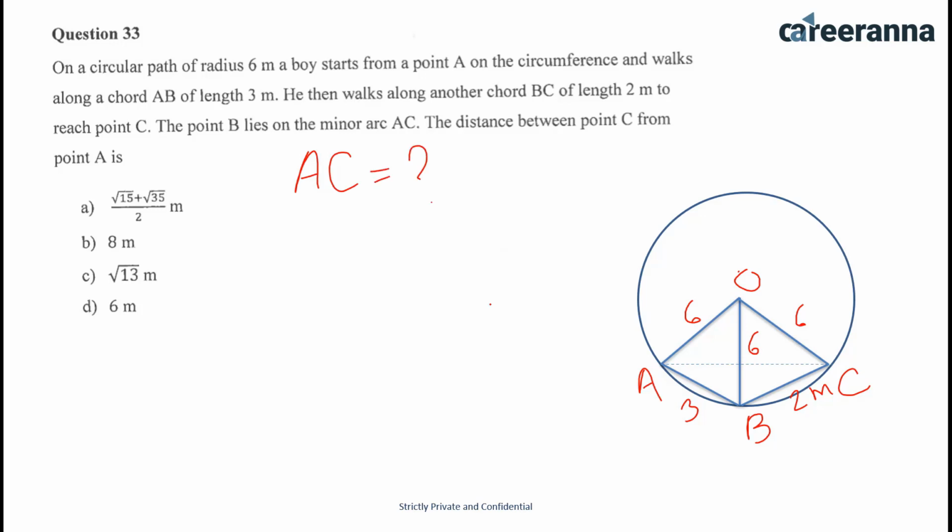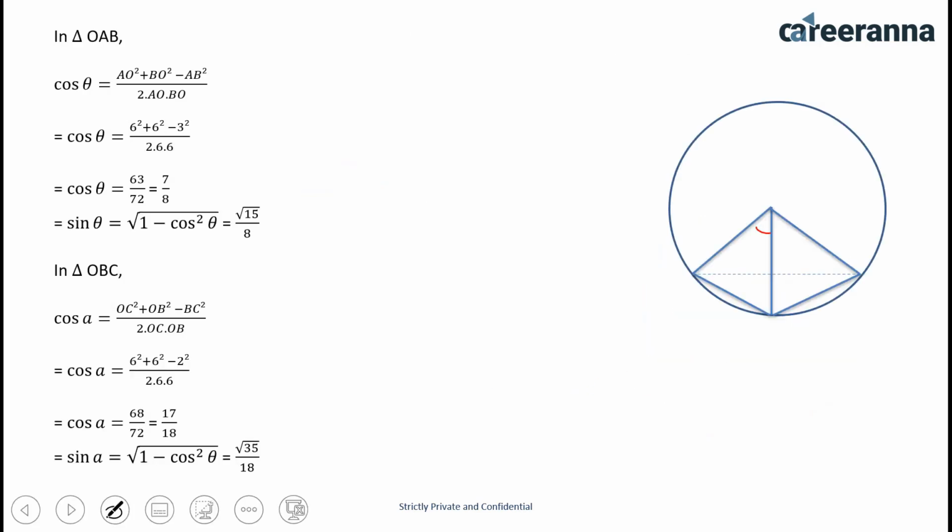Let us assume this angle AOB as theta and this angle BOC as alpha. So I have two angles, theta and alpha. Now just remember, can you recall one formula where the angle between two sides is given, or in this particular triangle I have all three sides and I need to find the angle? Yes, cos theta will be used. Let's see how this question can be solved now. I'm talking about this triangle first, with angle theta. This will be 6, this will be 6, this will be 3. Let's talk about the first triangle OAB.